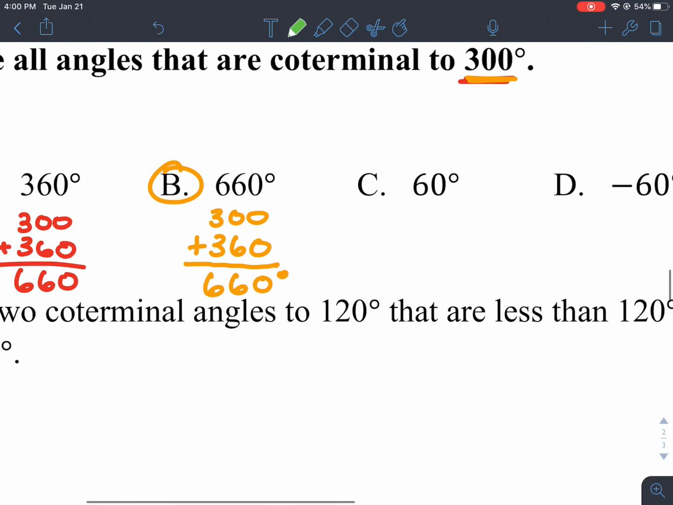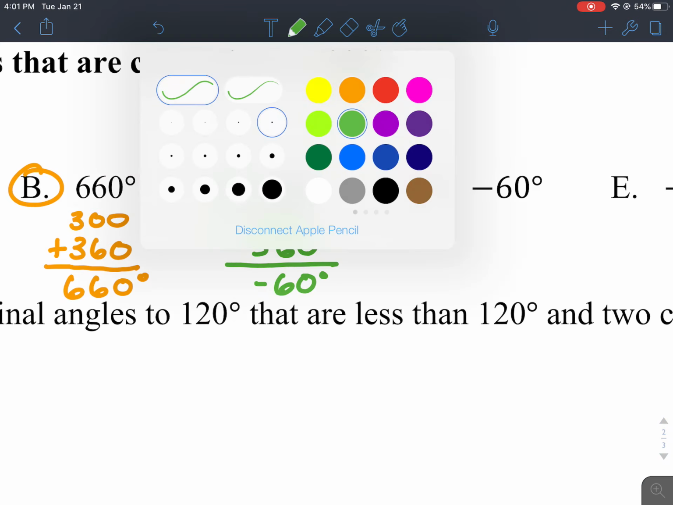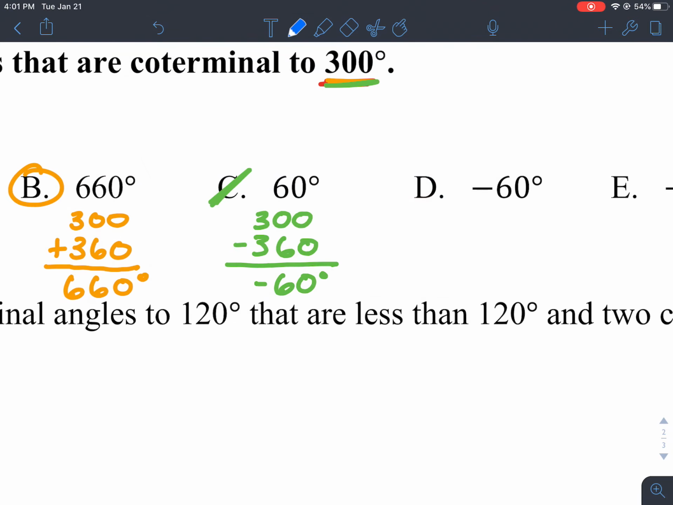Okay, the next one is 60. Well, 60 is smaller than 300. So I'm going to start at my 300 and I'm going to subtract 360. When we do that, we get negative 60 degrees. We were given a positive 60, so that is no good. However, on the next example, we see that negative 60 as the option. 300, what we started with, subtract 360, a full circle, just to get right back to where we started, and that is negative 60 degrees. So in other words, negative 60 degrees and 300 degrees are coterminal.